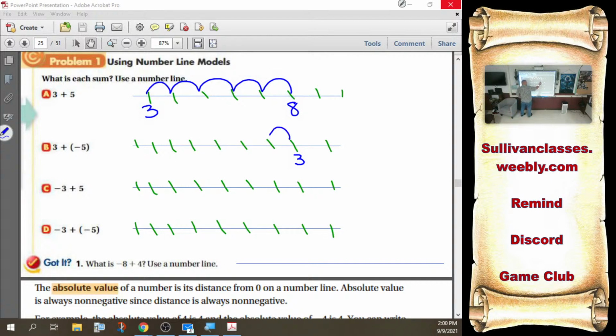Okay, so now we're going 1, 2, 3, 4, 5. But what happens when I hit 2 and then 1 and then 0? Now what? Same thing, but you count the other direction.